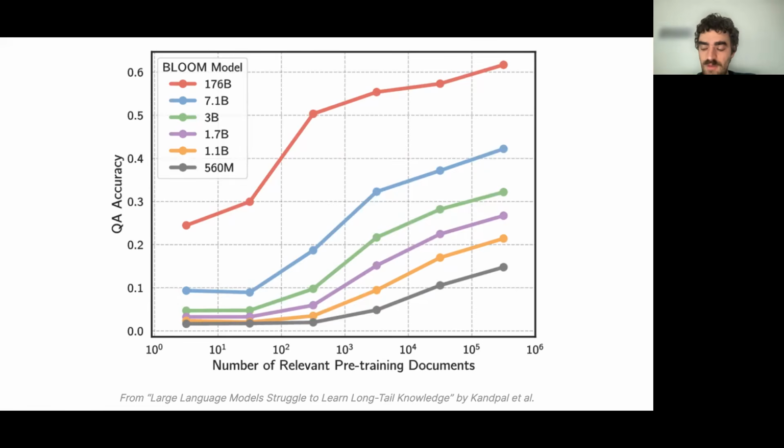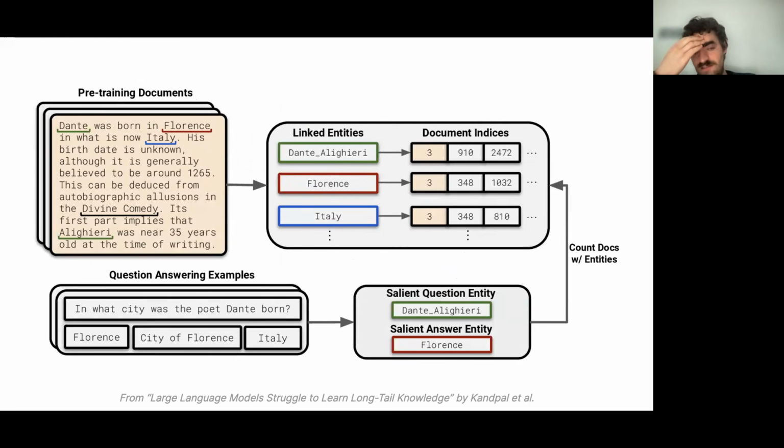pre-training data? Well, we built the pipeline that's diagrammed on the screen here. The basic idea is that we look at the pre-training documents and apply a basic entity linker to them, and we look at the question answering examples and apply an entity linker to the question and the answer.